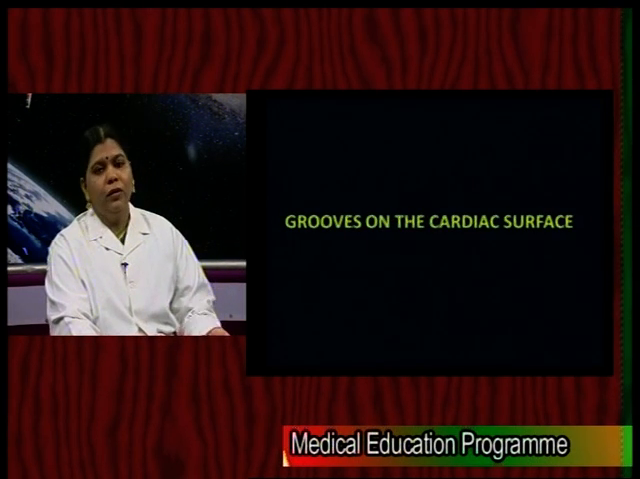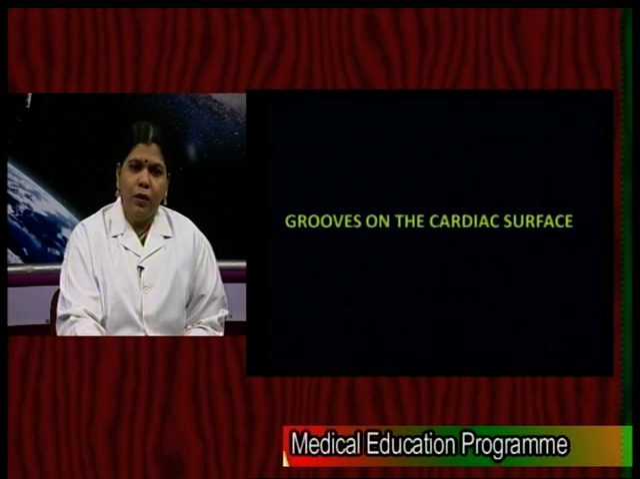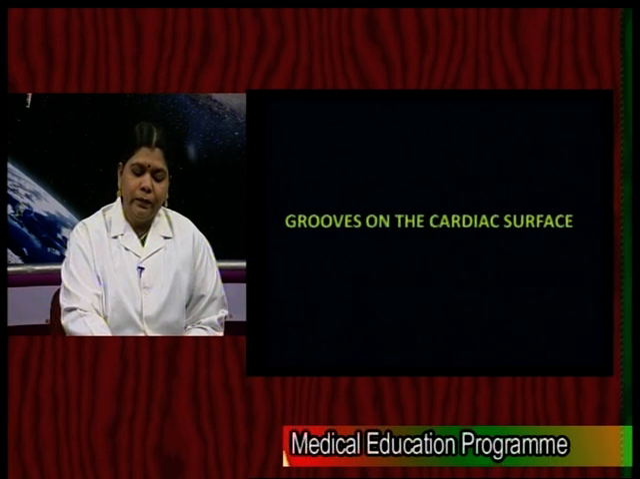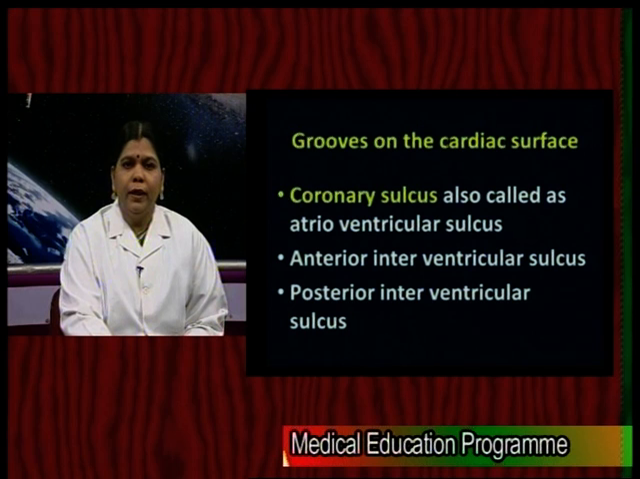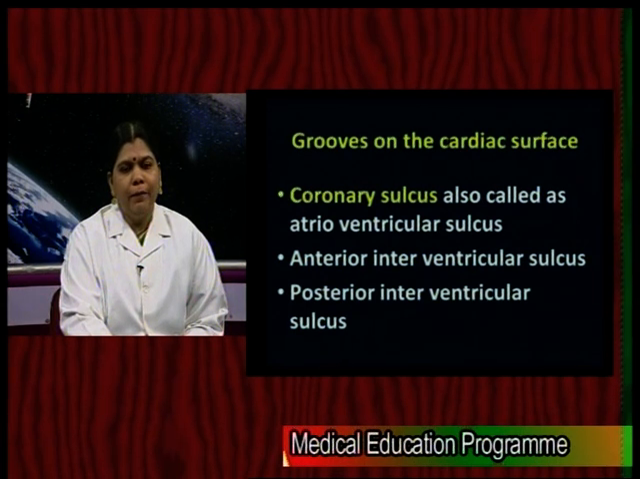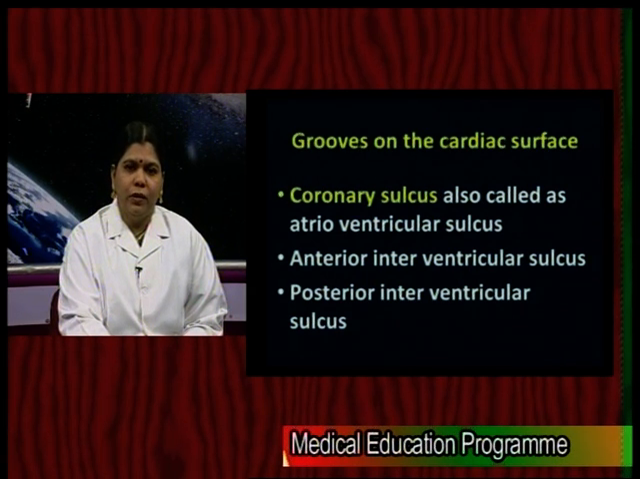As we proceed to the arterial supply and venous drainage, the student should be familiar with the grooves on the cardiac surface. The major grooves on the cardiac surface are three: the coronary sulcus, also called the atrioventricular sulcus, the anterior interventricular sulcus, and the posterior interventricular sulcus. We should know where these grooves are situated first, then we will proceed to the coronary arteries.